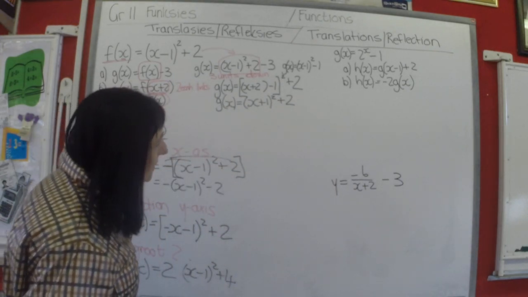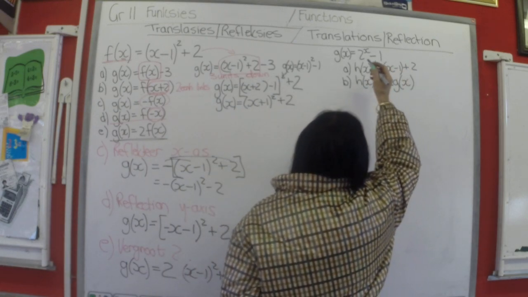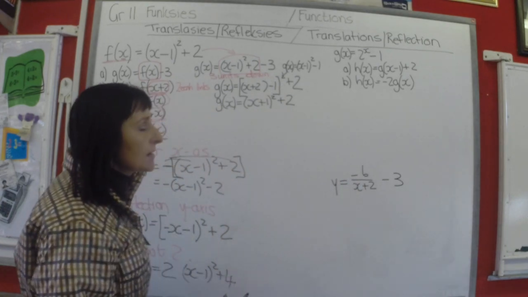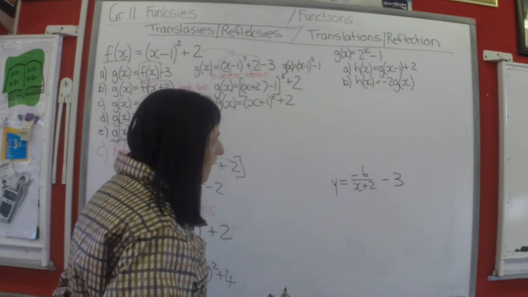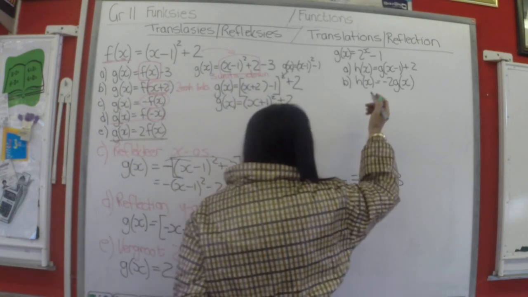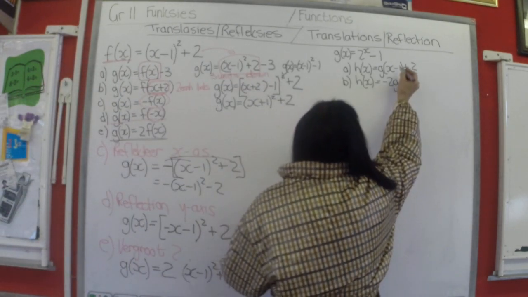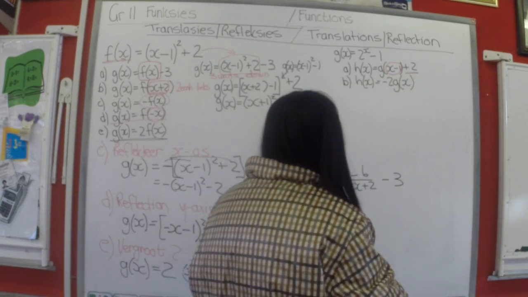So nou sê ek weer, I've done transformations with gx to create hx. So ek het 'n nuwe funksie gemaak deur gx te transformeer. Wat doen ek met gx? Hier is nou 2 goed wat ek doen. Kyk mooi. Ek gaan verander sy x-waarde met x min 1 en ek plus nog 2 by. So let's do this.